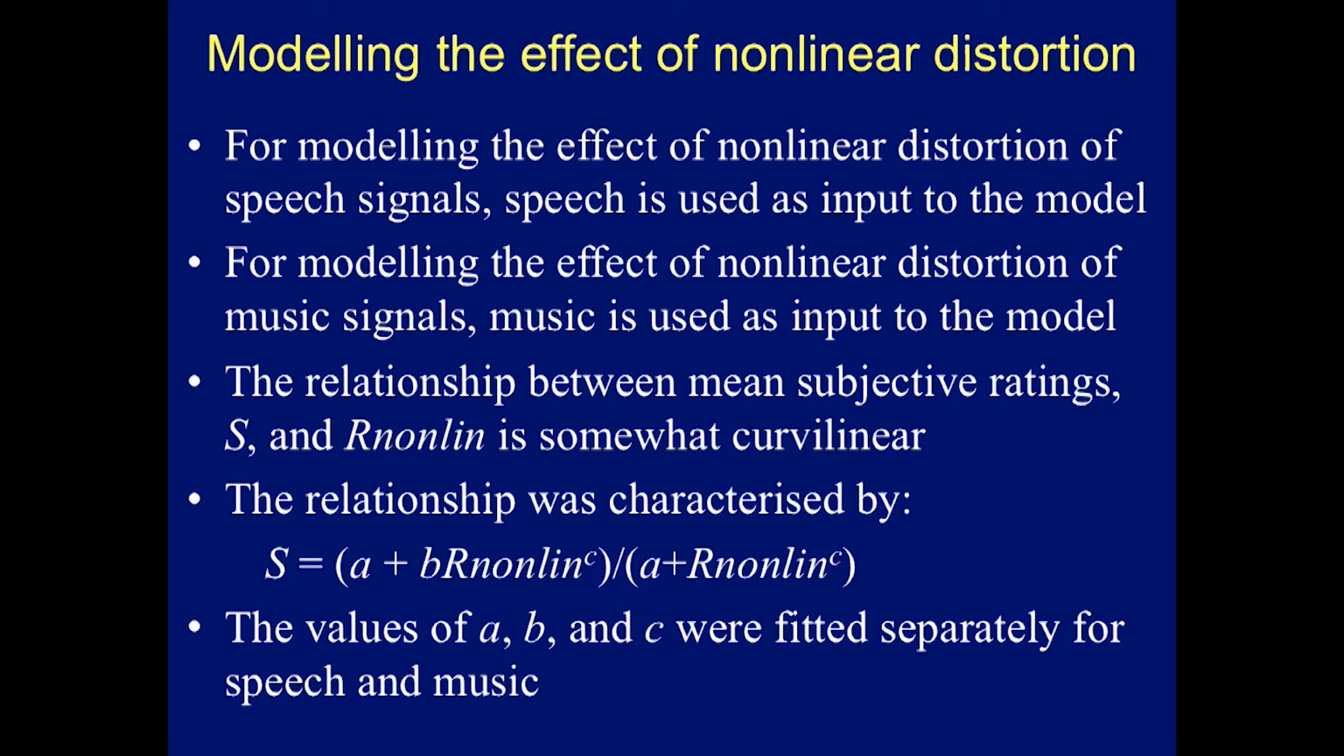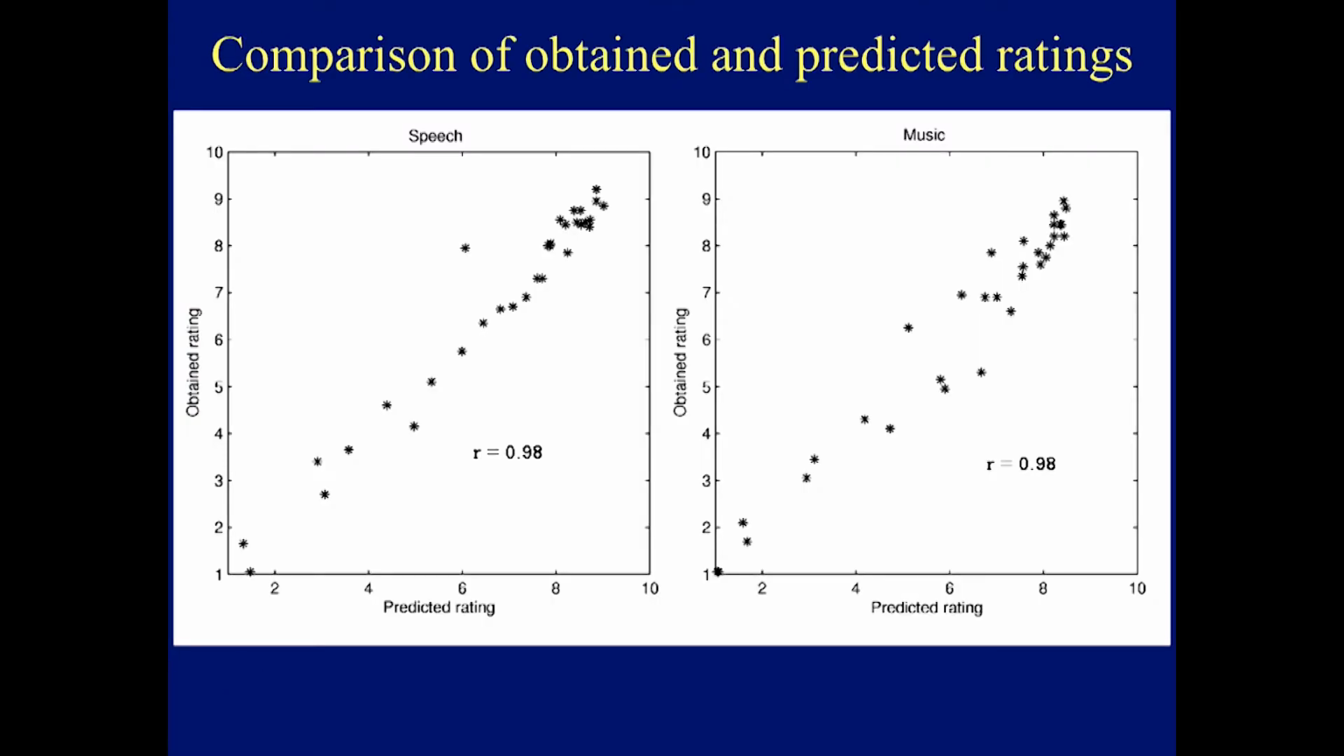And we fitted those constants separately for speech and for music. And this shows the results that we got. Again, each symbol represents one type of artificial distortion out of all those types that I mentioned, and we're plotting obtained ratings against predicted ratings for speech on the left and music on the right. And again, you see we're doing extraordinarily well here, considering that these are based on subjective data with some inherent variability.